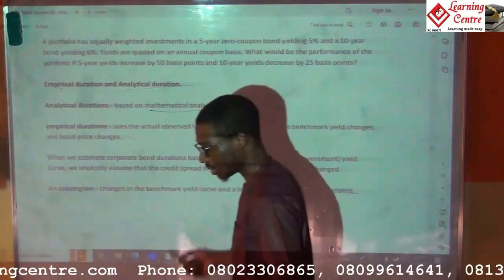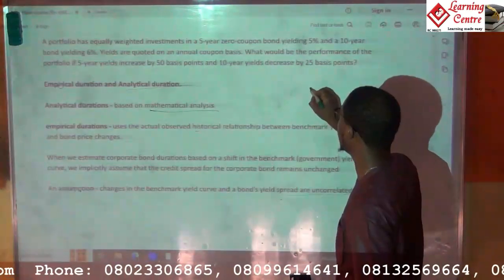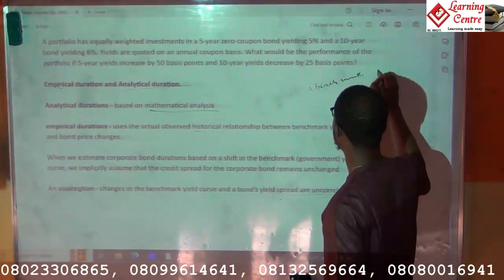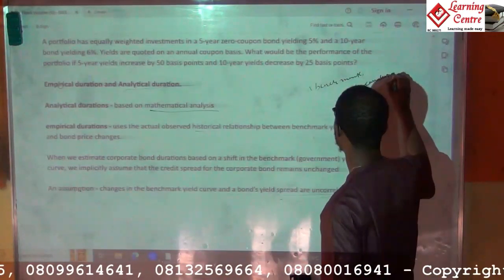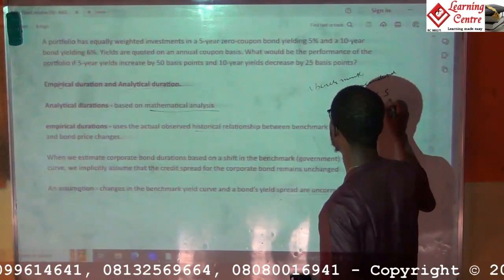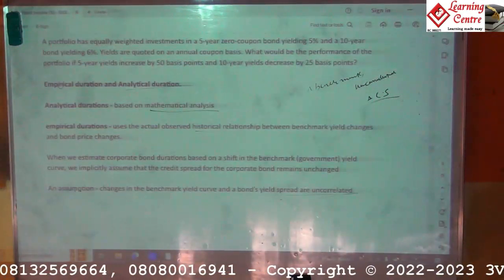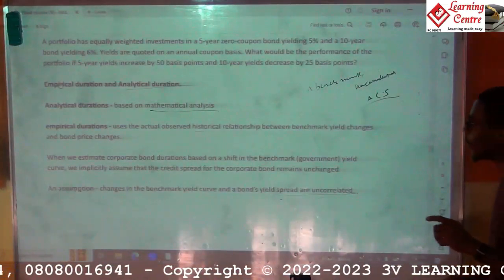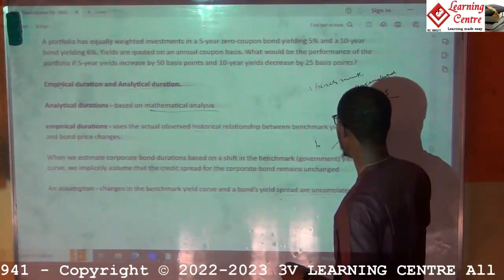But we think that this is not correct, assuming that changes in the benchmark are uncorrelated with changes in the credit spread. Because what happens in Nigeria, for example, is that when the benchmark government bonds are giving you something as high as 27.07%.